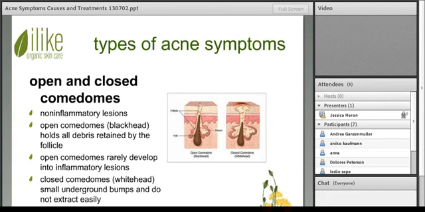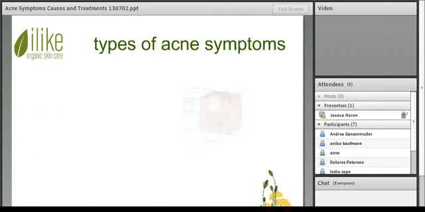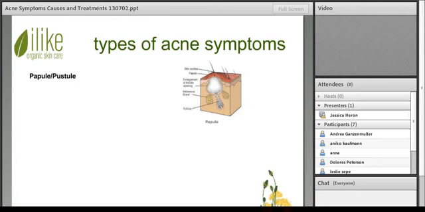Closed comedones, the whiteheads, are small underground bumps, and they don't really extract very easily. We know open comedones can extract a little bit easier, but the closed comedones, not so much. There's a lot more work that has to be done in order to get that to soften and open up. Usually that's going to take a little bit of treatment. The closed comedones may develop into inflammatory lesions because of the reasons we had just mentioned, that's the lack of oxygen being able to get inside the pore.